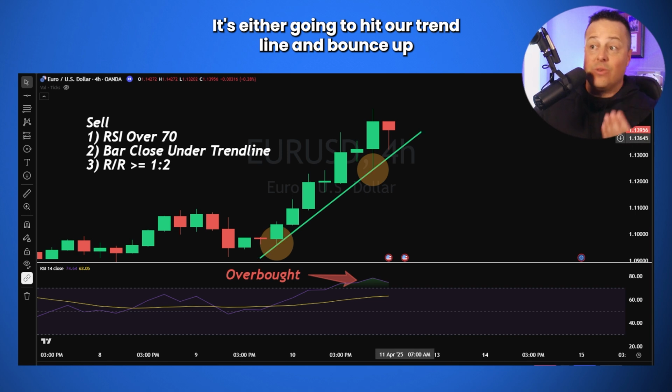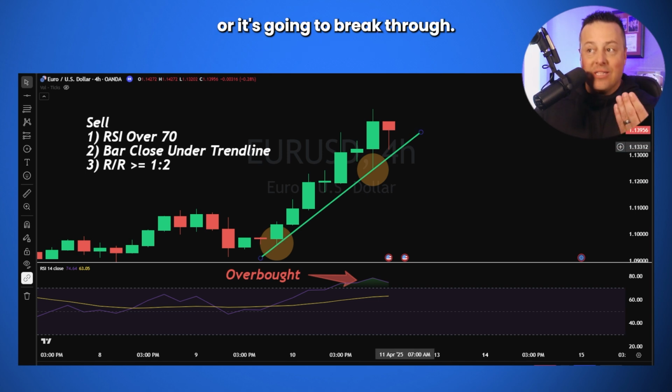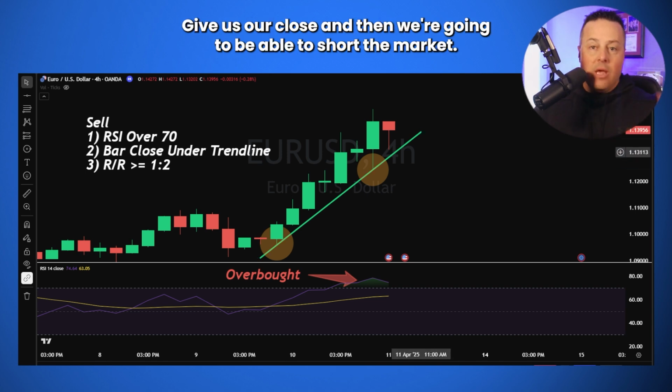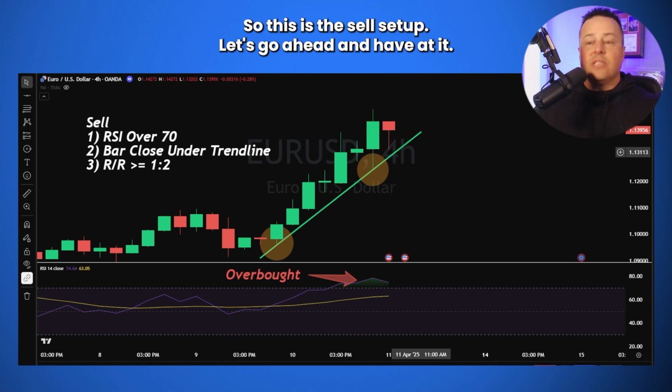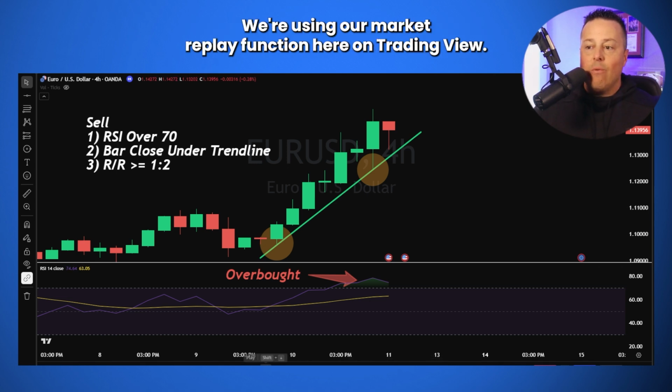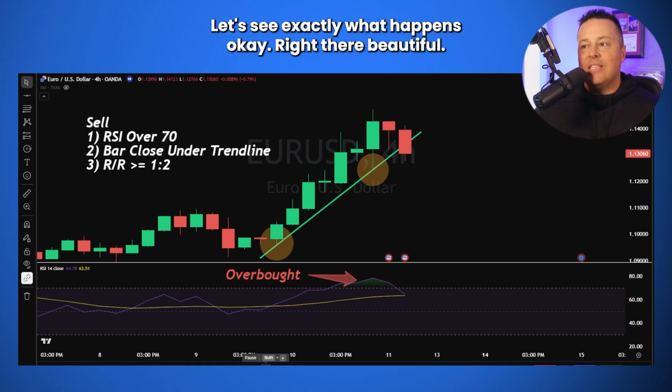It's either going to hit our trend line and bounce up, or it's going to break through, give us our close, and then we're going to be able to short the market. So this is a sell setup. Let's go ahead and have at it. We're using our market replay function here on TradingView, and let's roll forward in time. Let's see exactly what happens.